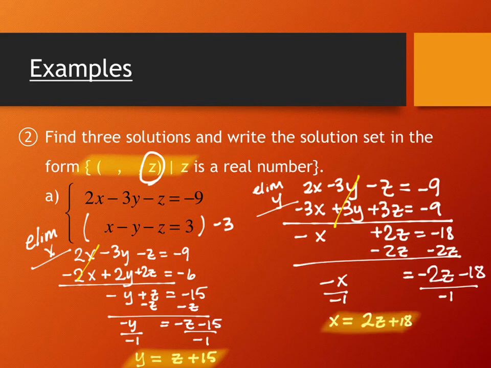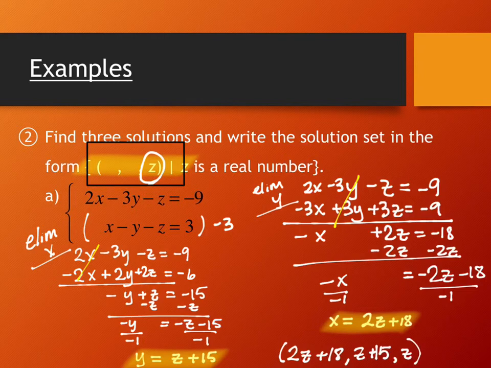So, what does that mean? Well, it means I can take this ordered triple notation that they gave me at the beginning, and I can fill in the blank for the x and I can fill in the blank for the y. They already filled in the blank for z. It's just z. So my ordered triple, as odd as it might feel to write it down this way, is 2z plus 18, comma, z plus 15, comma, z. That's my ordered triple. It's weird, right?